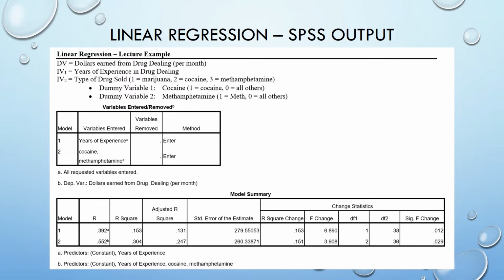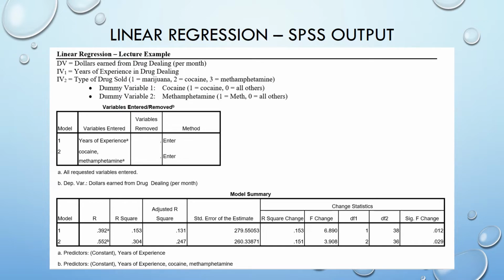Then in model 2, we're going to add in a second variable. That second variable is going to be the type of drug sold by the dealer. In this case, you'll notice the type of drug sold is in fact a categorical independent variable. It has 3 levels or 3 categories: marijuana, cocaine, and methamphetamine. And so what I need to do, if you recall from our last lecture, is dummy code that variable into 2 dummy variables.